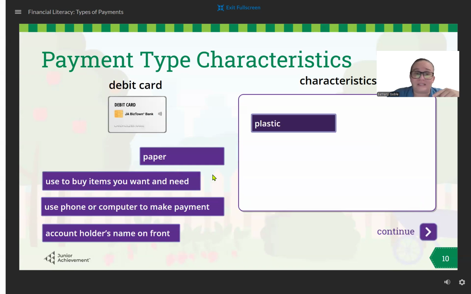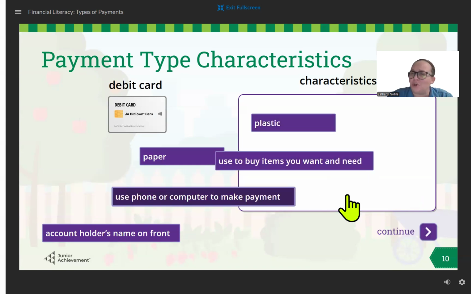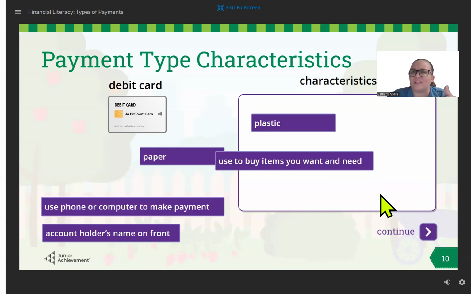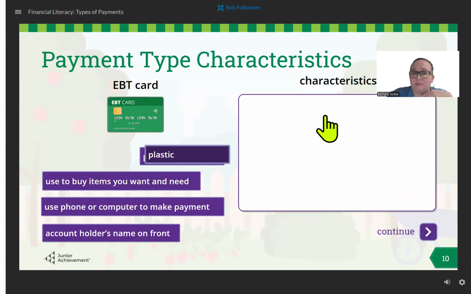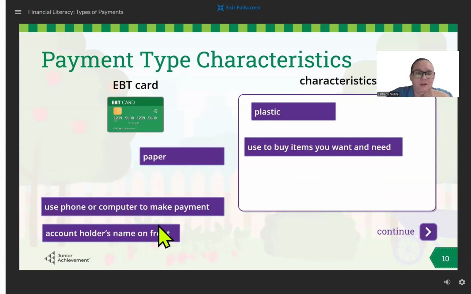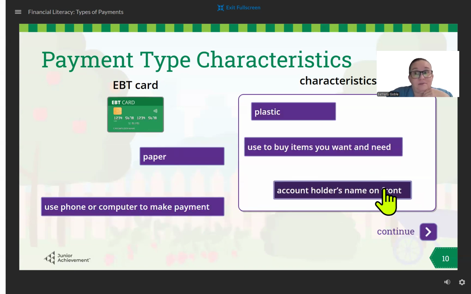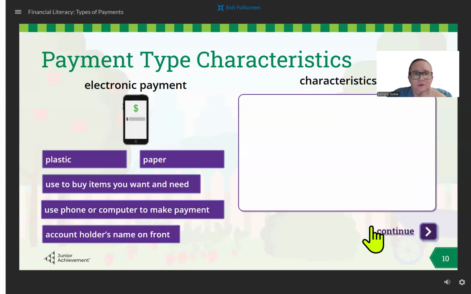Debit card, plastic, buy what you want. You don't make payments because it's what's in your account. If it's not in your account, you're not going to be able to buy it. You're going to get a big fat "it's been denied," right? Obviously, your name's on it, protect it. An EBT card, yes, it's plastic, buy what you want. Is your name on it? Yes, specific people have those cards. You don't make payments on it.